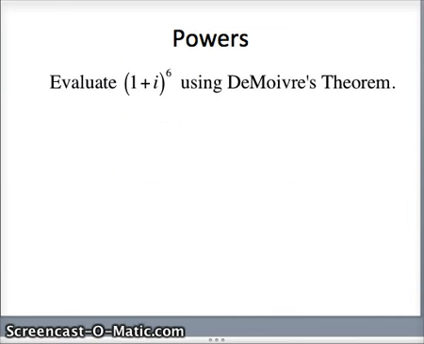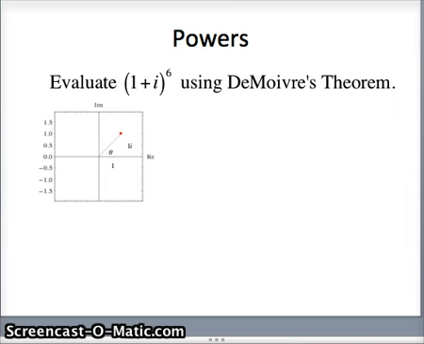Now with powers, we want to use this technique or this process of DeMoivre's theorem. So we're going to first convert this into polar form, and then we'll see how to handle powers of complex numbers. So here we've got what? We want to take 1 plus i to the 6th power. So that's 1 unit in the real direction, 1 unit in the complex direction.